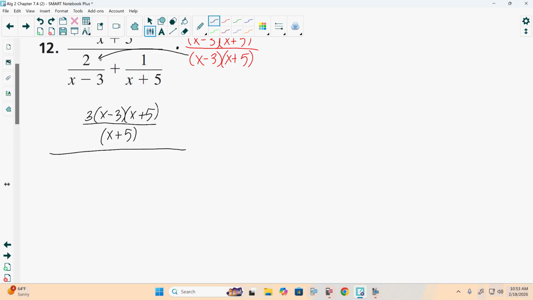We're going to do the same thing with the denominator. So we're going to multiply the 2 on bottom by x minus 3 and x plus 5, all over x minus 3, plus. We're going to do the same thing with the 1. Well, 1 times x minus 3 times x plus 5 is just x minus 3 times x plus 5, over x plus 5. Questions on this so far?